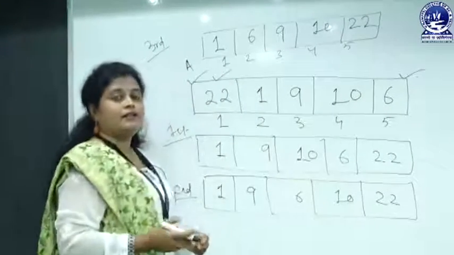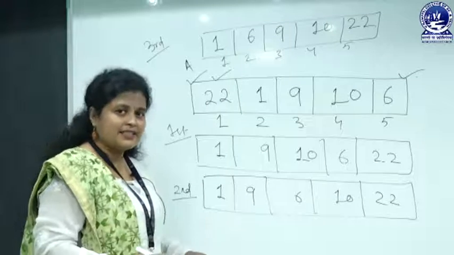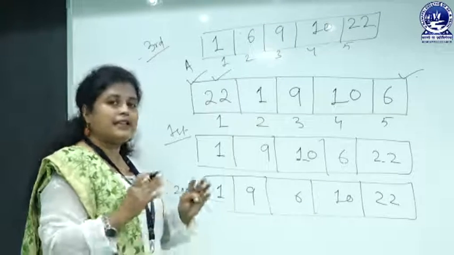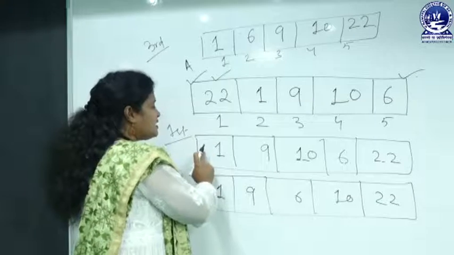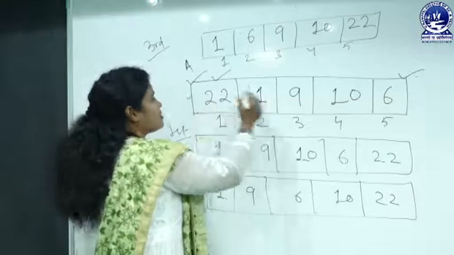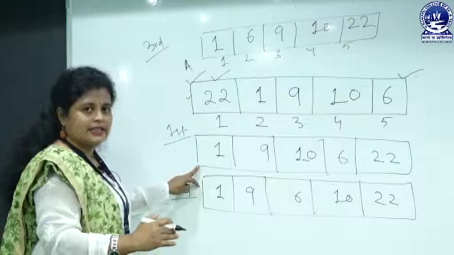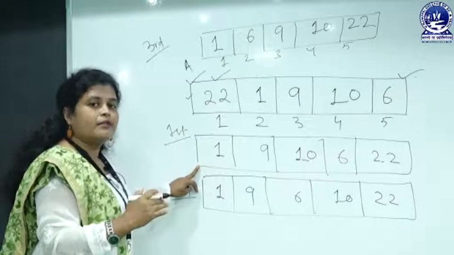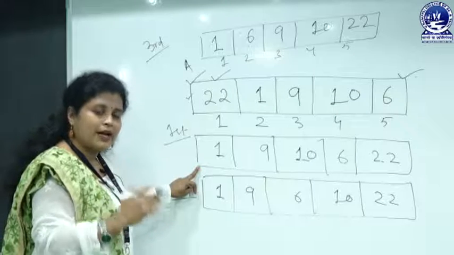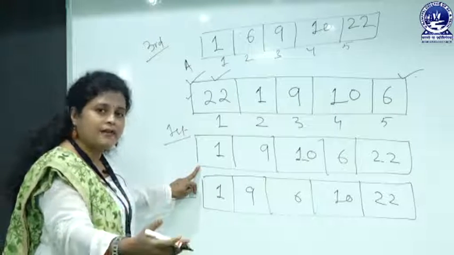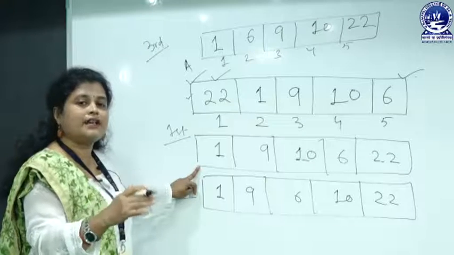Exactly what is happening in comparison sort, but the difference is here that at each iteration, at the first iteration we are moving from the first location till the end. And at the next iteration we are not moving up to the last location, we are moving from the first location to n minus 1. Then in the next iteration we are moving up to n minus 2.